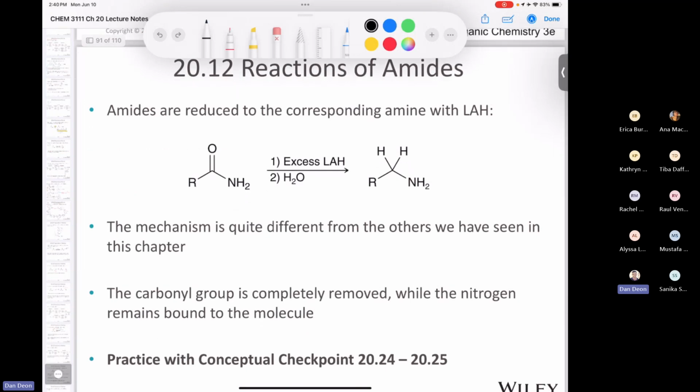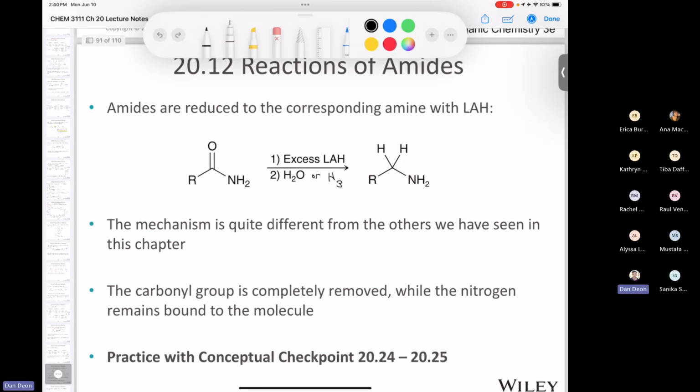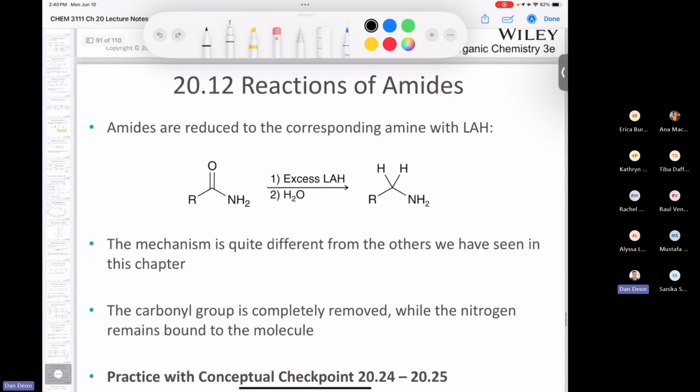Well, it turns out that you can reduce an amide much the same way that you can reduce other groups, like an ester, for example. You use excess lithium aluminum hydride followed by treatment with water. No, sorry, not treatment with H3O plus. No, that wouldn't work because that would give you the ammonium ion. My mistake. Anyhow, there you go.